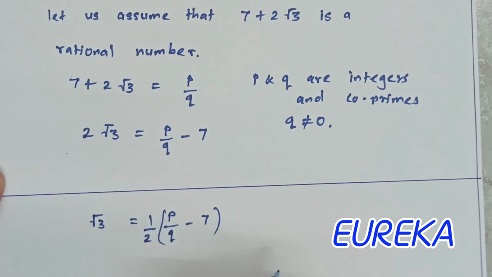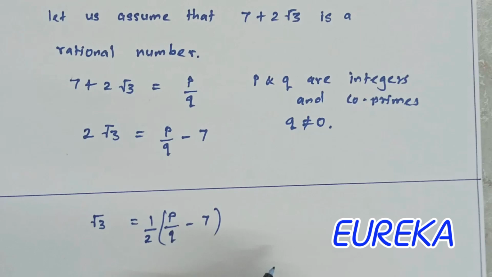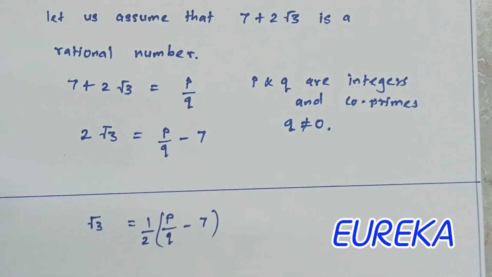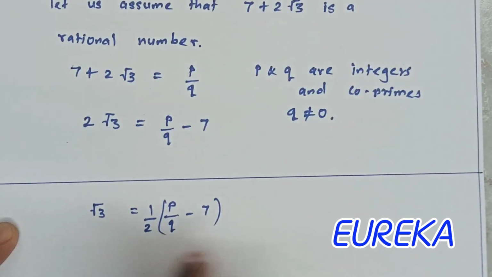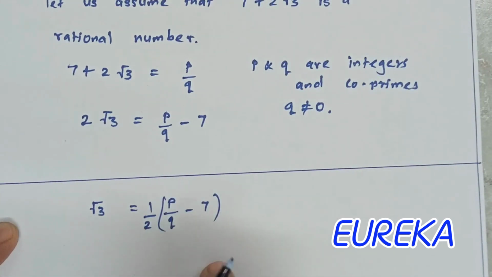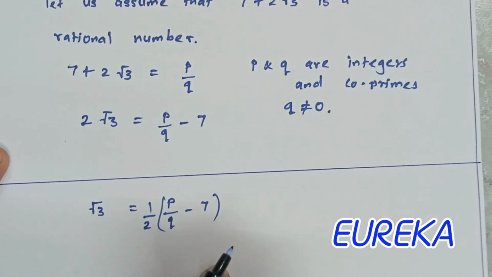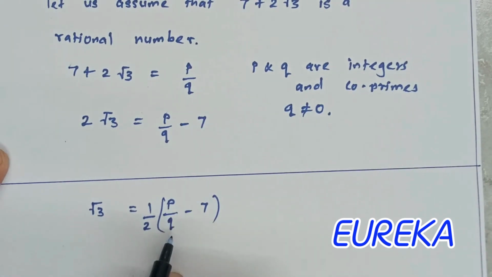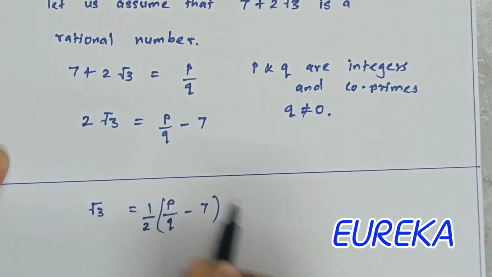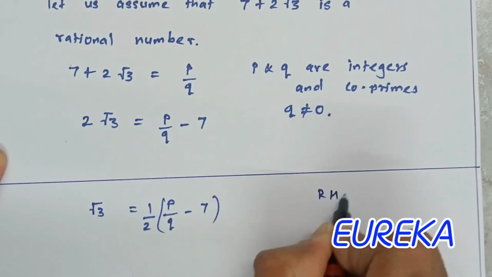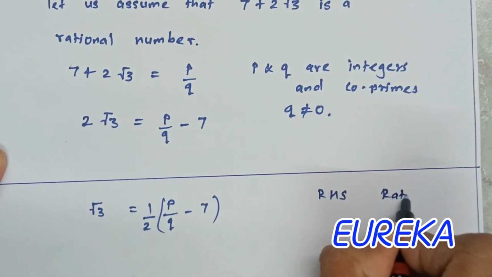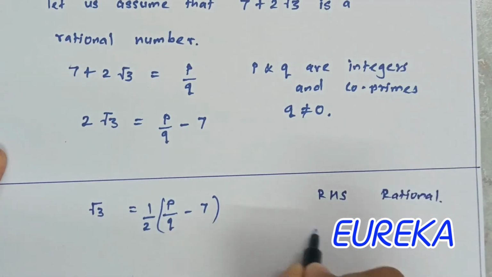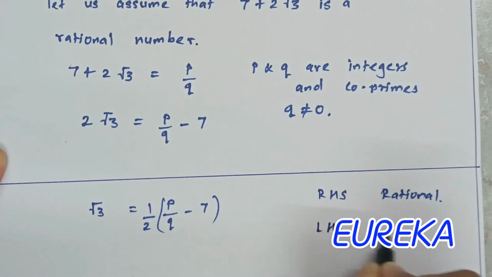Now what was our assumption? That it is a rational number. But what you are getting to see is that root 3 alone is there on the left hand side, and on the right hand side you see some very special number. What is that special number? We know that p by q is a rational number, 7 is a rational number, and 1 by 2 is a rational number. So this whole RHS becomes rational, but we have already proved that root 3 is irrational, so LHS becomes irrational.